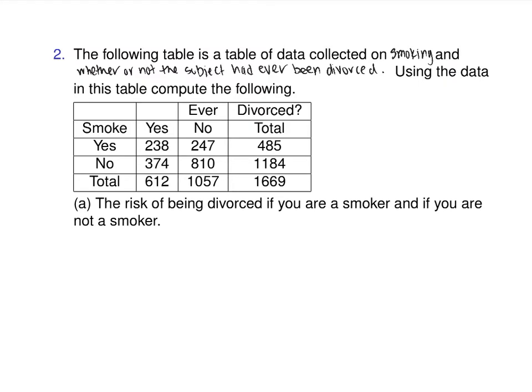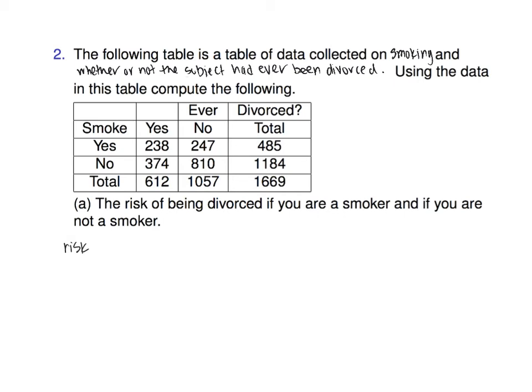The following table is a table of data collected on smoking and whether or not the subject had ever been divorced. So use the data in this table to compute the following. So the risk of being divorced if you're a smoker and if you're a non-smoker.